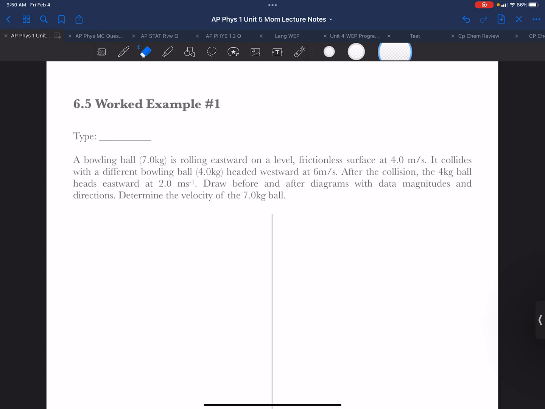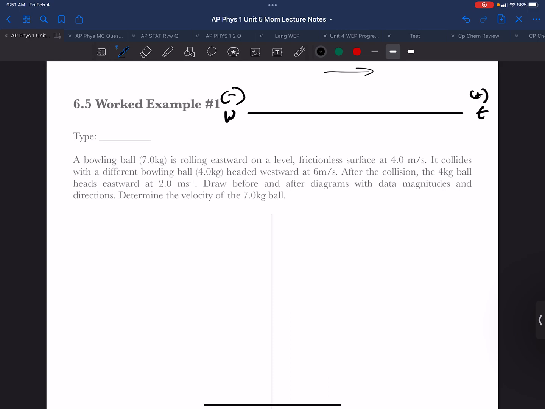In this question, we will look at a worked example, and we'll begin by asking ourselves what type this is and trying to visualize the situation before us. So we're told we have a bowling ball rolling eastward. Right away, that tells us we have a coordinate system we need to set up. We have our positive direction, our negative direction, and by convention, we usually make east positive and west negative.